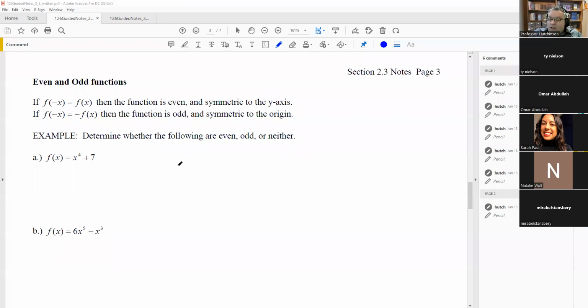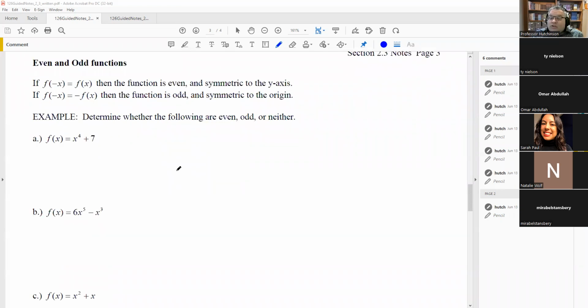There'll be problems like this in the homework where we'll just ask you to determine whether it's even, odd, or neither. So we want to go ahead and classify that. You want to make sure you show your work with these kinds of problems. The work that you're showing is finding out what f of negative x is. So I want to start with f of negative x, and that just means that you put a negative x in for all the x's. So it's going to look like that.